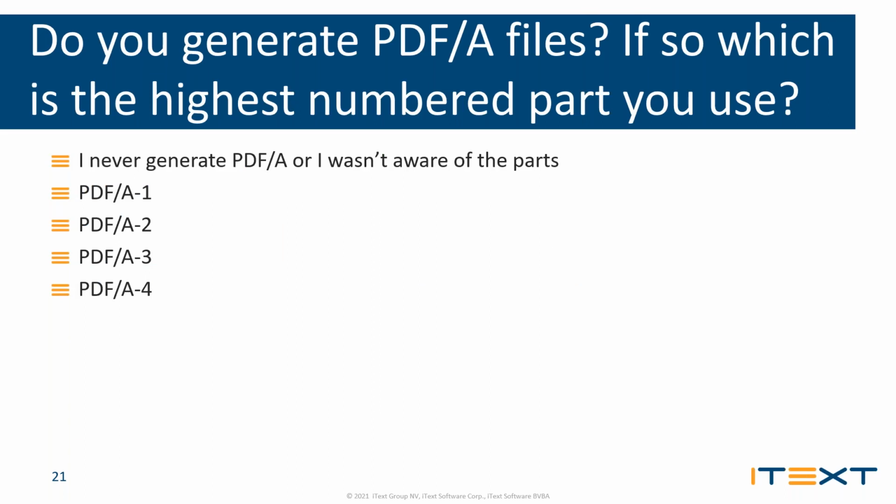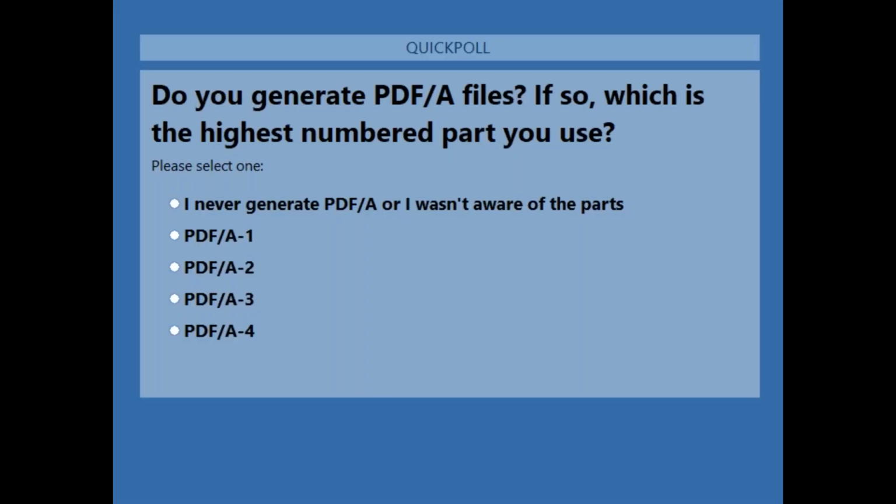And that's why we have a poll. So, an interactive poll I'll launch right now. So if all is good, you should see it on your screen now. So the question here is, do you generate PDF/A files? And if so, which is the highest numbered part you use?